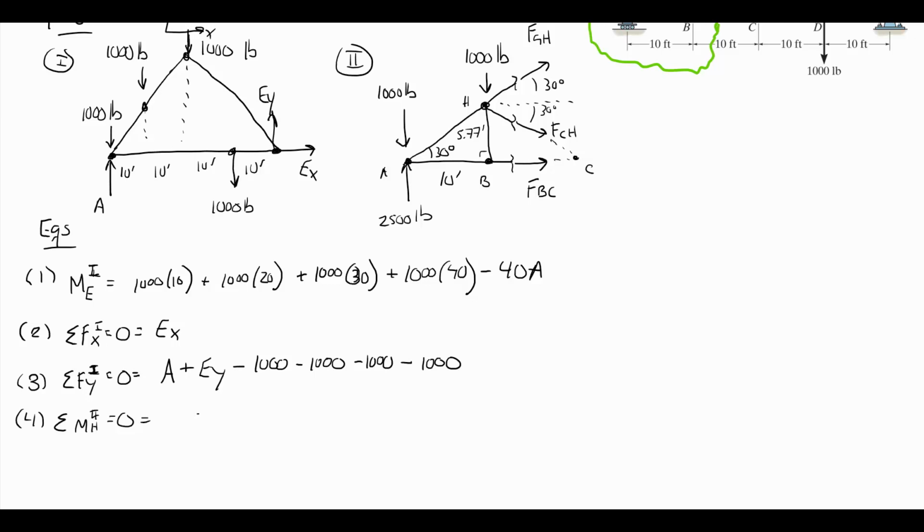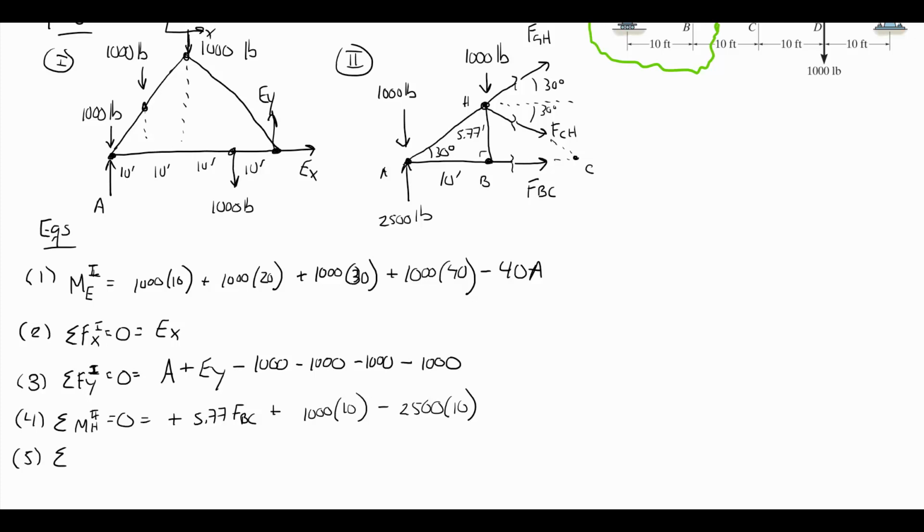So in the sum of moments around H, I'm going to have 5.77 times FBC. That will be positive counterclockwise around H. I am going to have the 1,000 pounds times 10 feet, also counterclockwise, minus 2,500 times 10 from the reaction at A, and that's going to be clockwise, so negative. So equation 4, I will be left with only 1 unknown, FBC, so that will be easy to solve in my solve step.